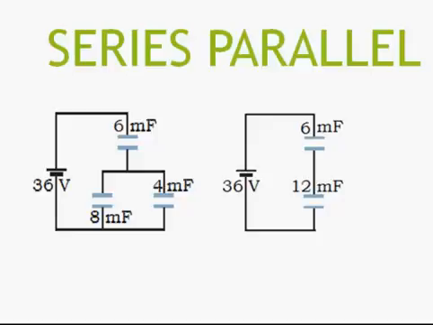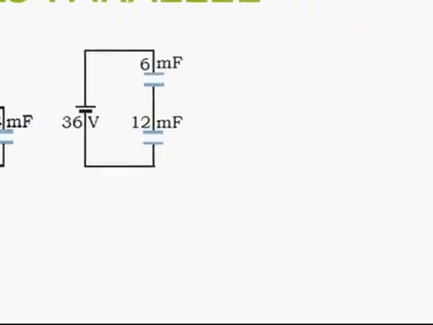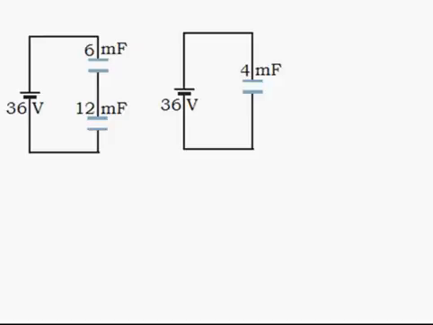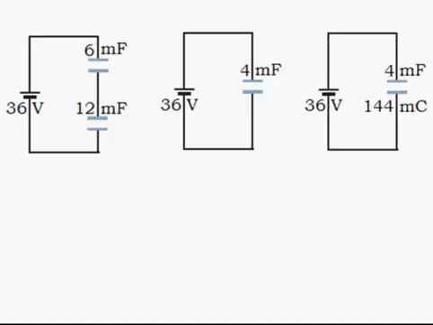So we should get the equivalent of 12 and 6, which will be 1 by 12 plus 1 by 6 equal to 1 by C, and hence we solve it. It comes out to be 4 millifarad. Now, this is the net capacitance of this circuit. When you know net capacitance and net voltage, you can find net charge. So we can find the net charge on this system. The net charge on the system will be 144 millicoulomb.